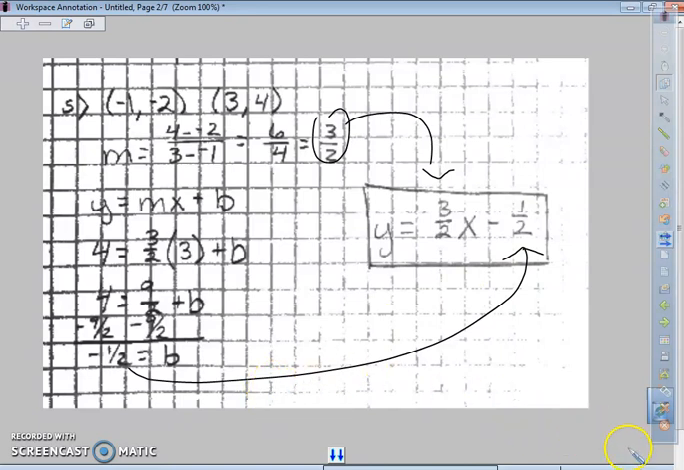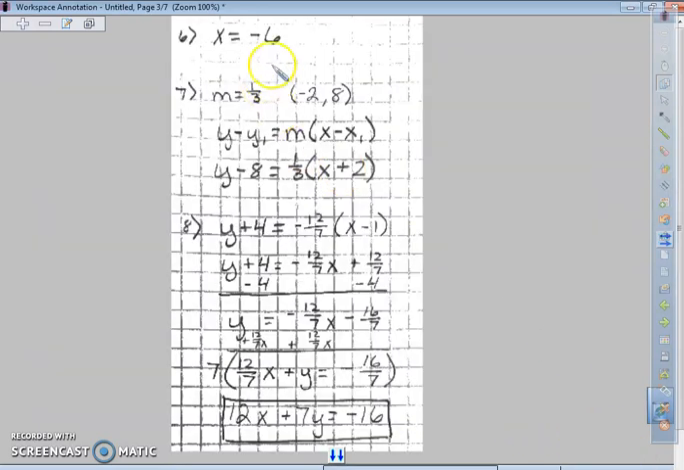Okay. Number 6 talked about a vertical line that goes through -6, 4. Remember, if lines are vertical, that's going to be an x equals. If lines are horizontal, that's going to be a y equals. So that way you've got that, and it's going to keep going. It doesn't matter what the y value is right there. So x equals -6.